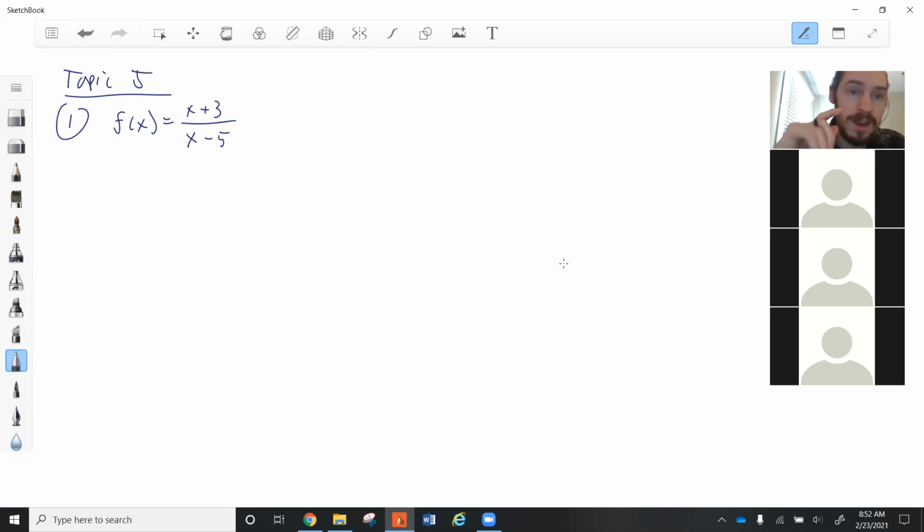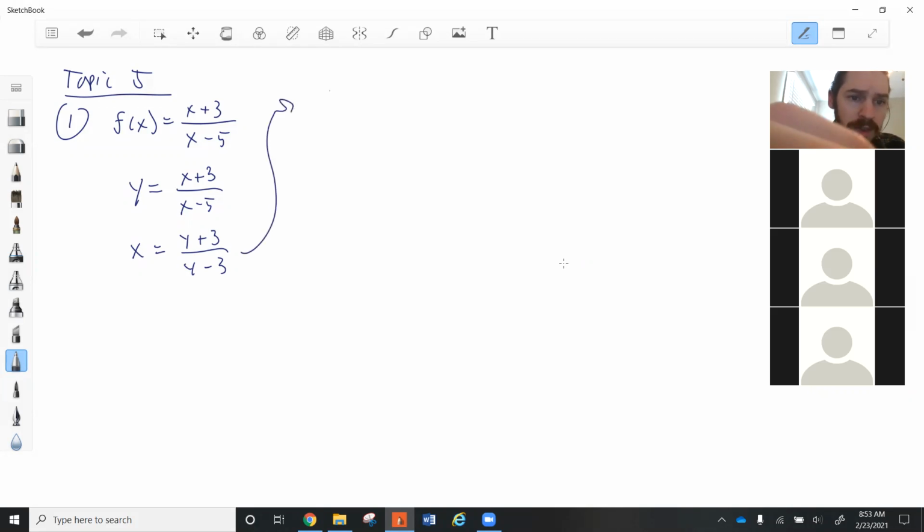The best way to find an inverse is to write y equals our function, x plus 3 over x minus 5, then swap the x's and the y's. So all of the x's become y's and all of the y's become x's. There's only one y, so that becomes an x, but all the x's become y's like that. And then you want to work on solving it for y.